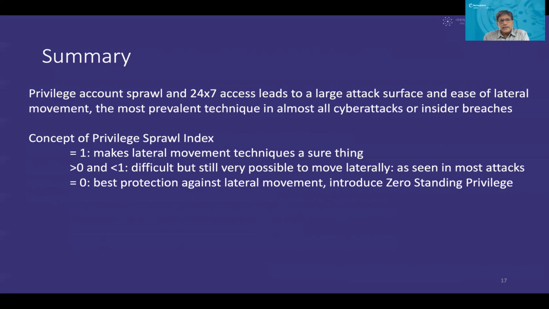And then our concept of the privilege sprawl index: we've shown that if it's equal to 1, then lateral movement is a slam dunk, it's a sure thing. Between 0 and 1, greater than 0 and less than 1, it is somewhat difficult, but it's still possible to move, as we've seen in everyday attacks. This is kind of where we typically operate. And then, of course, a privilege sprawl index of 0 is the best protection against lateral movement. And we introduce the notion of zero standing privilege.